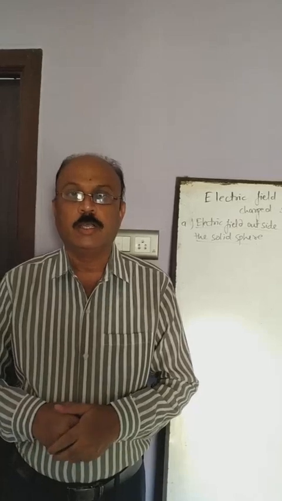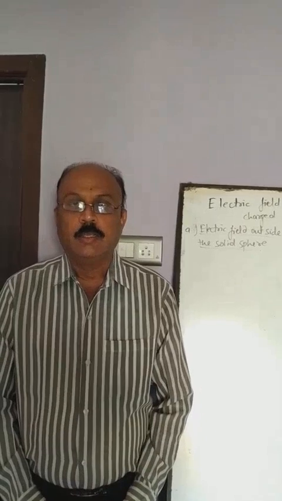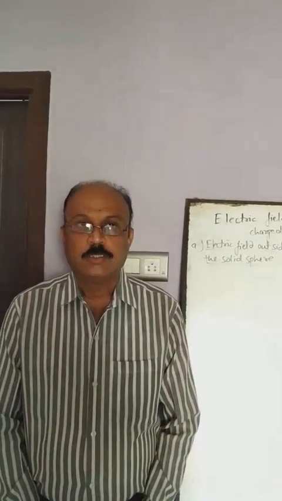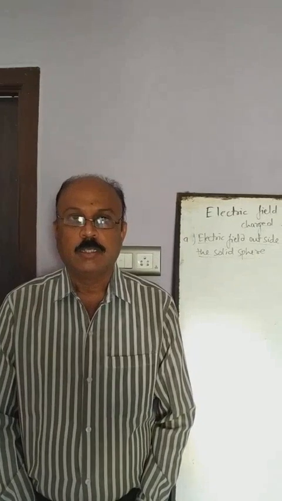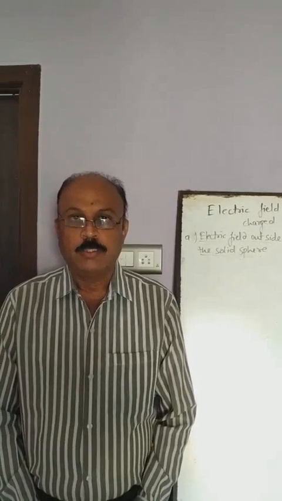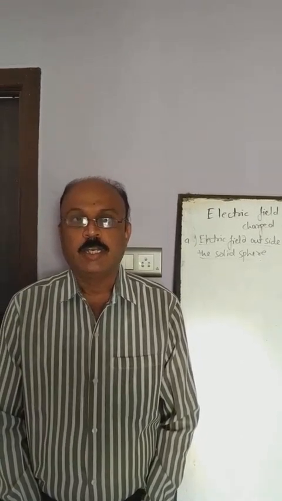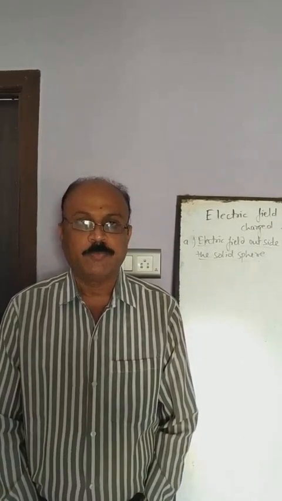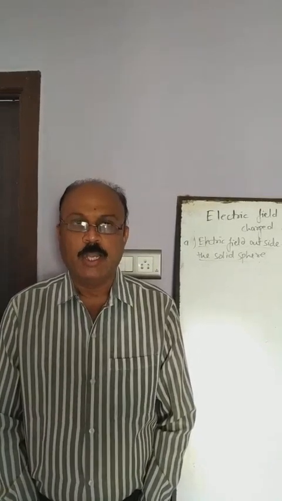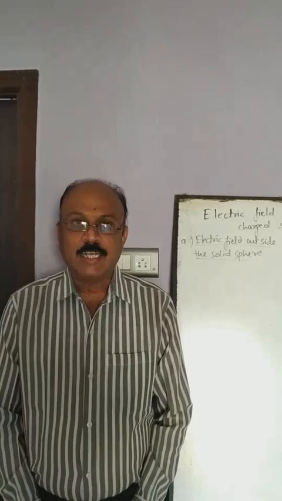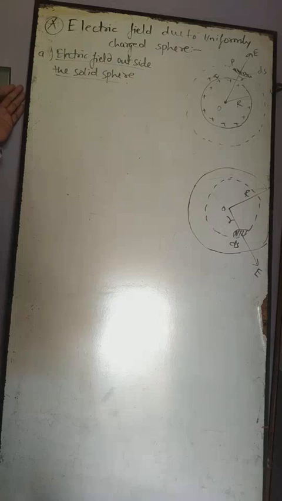Dear student, today I will explain the electric field at a point due to a charged solid sphere. There are three cases. One is the electric field outside of the solid sphere. Second is on the surface of the solid sphere, and the third is inside the solid sphere. So we see them one by one.